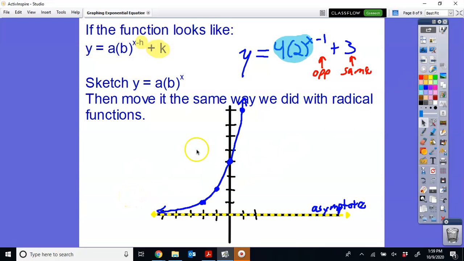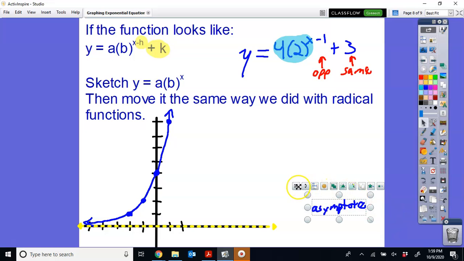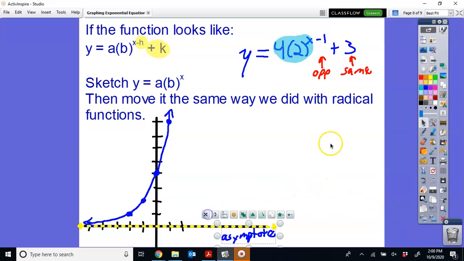Oh yeah, look at there. Fancy, huh? All right, so that right there is my original function. The minus 1 and the plus 3 is going to do the opposite, and it's going to move this graph to the right 1 space and up 3. It's always the opposite of the one with the x.